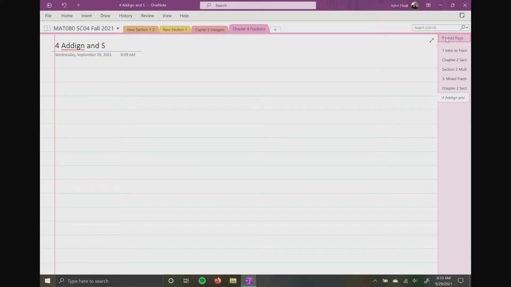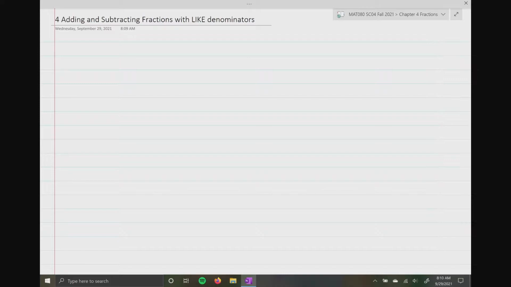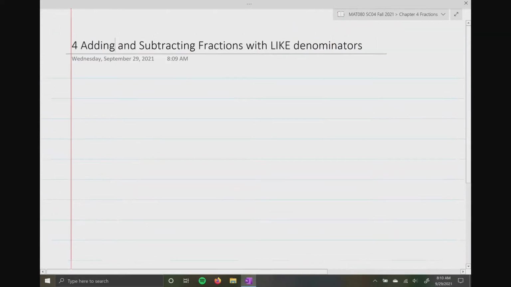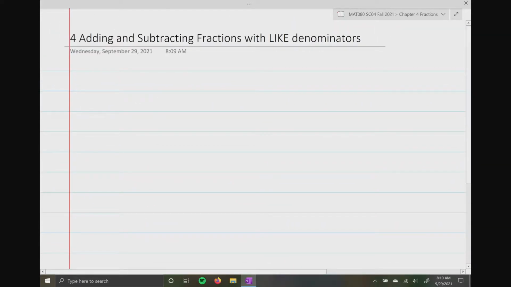Adding and subtracting fractions with like denominators. All right, so this one is, like I said, kind of the easy one here, okay? So I'm going to give you just the basic rule. I think the basic rule is just good enough for us right now. And then what we can do is start to apply it.